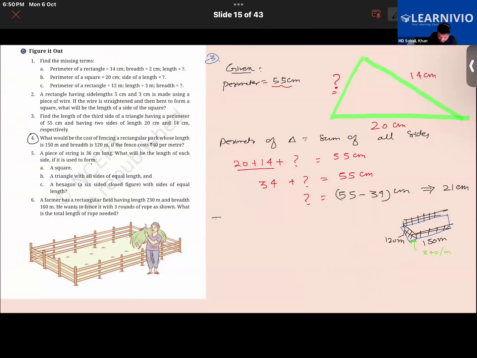Total cost is equal to perimeter multiplied by rate. If perimeter is given, you will multiply the rate with the perimeter. Another formula: total cost is equal to area multiplied by rate, in case area is given. Note down these two important formulas quickly.